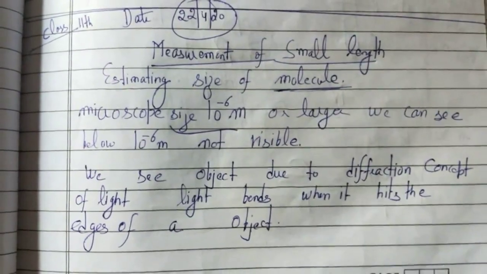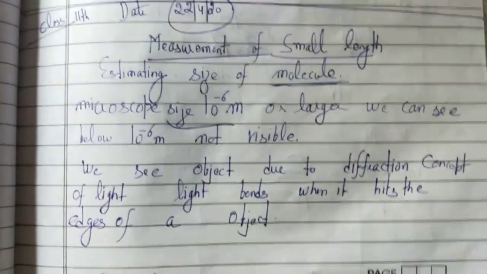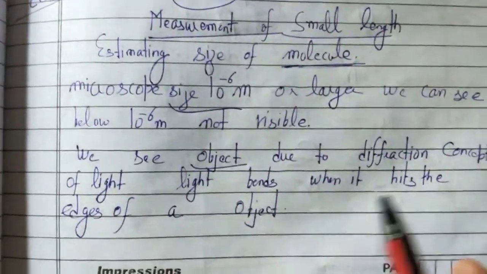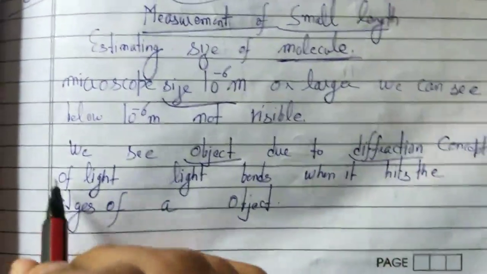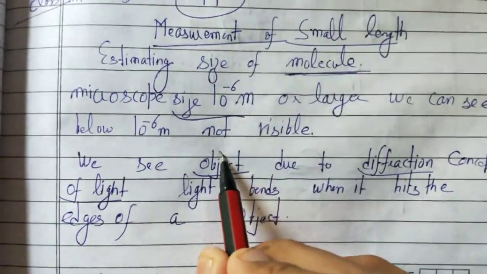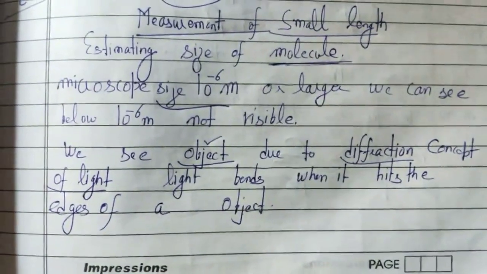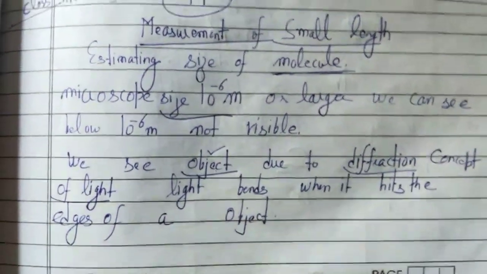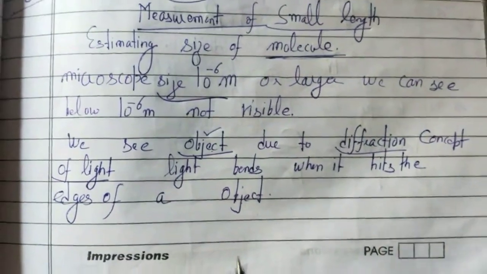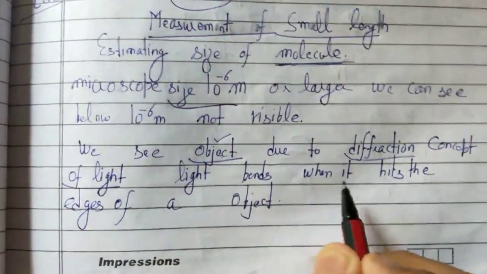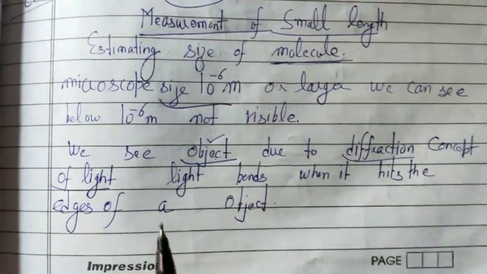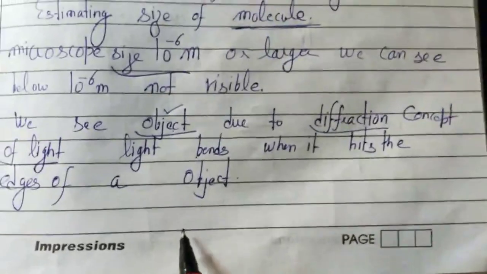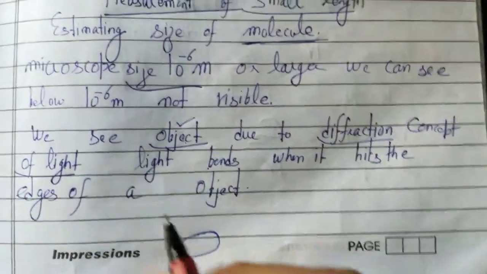The first concept you should keep in mind is that we see objects under a microscope due to a phenomenon of light known as the diffraction of light. When you place any object under a microscope, you are able to see it due to diffraction of light only. What is this diffraction? The light bends when it hits the edges, the corners of an object.